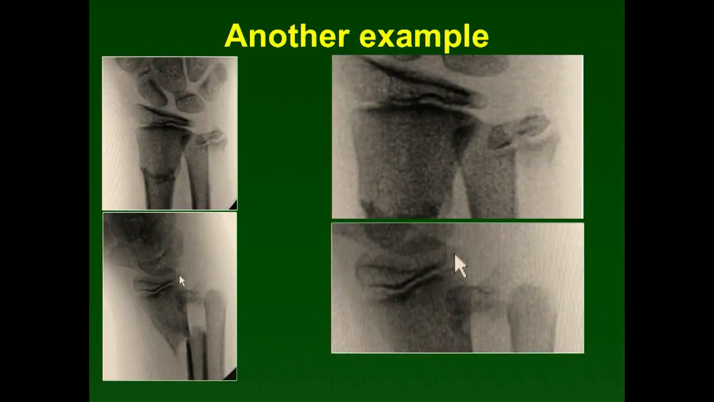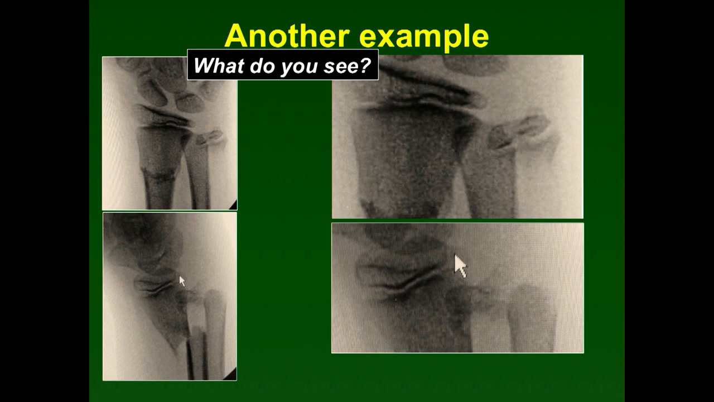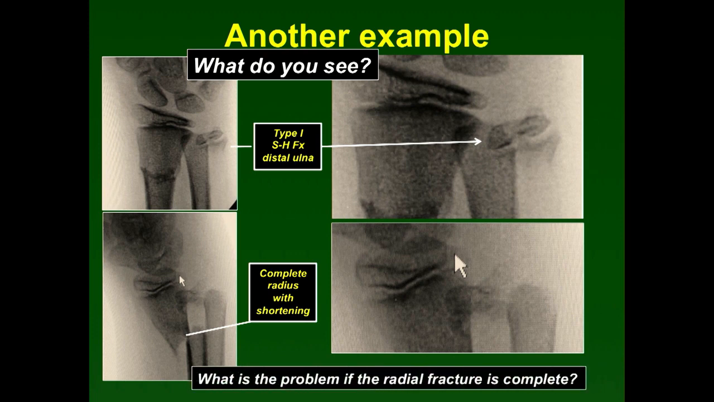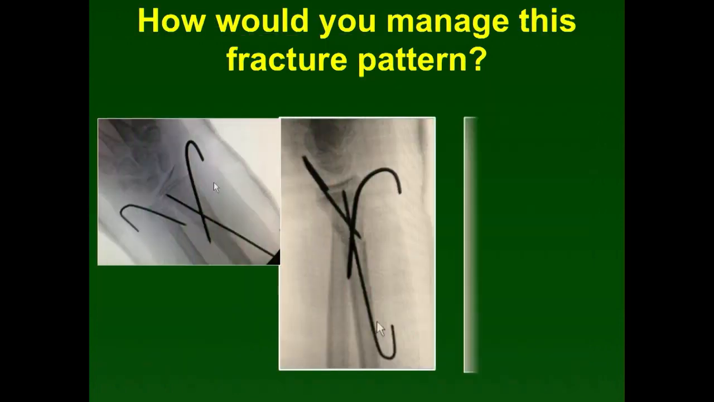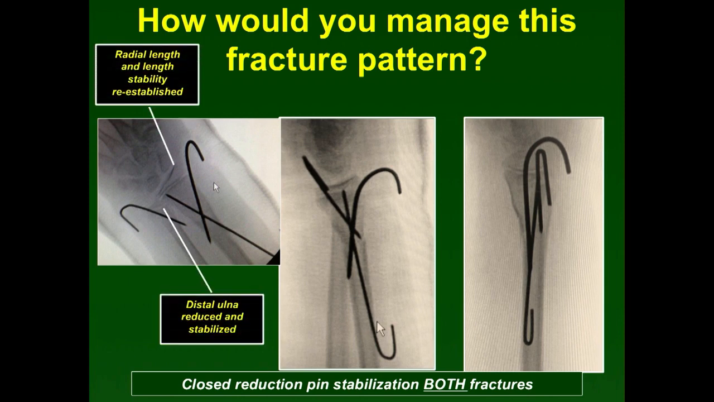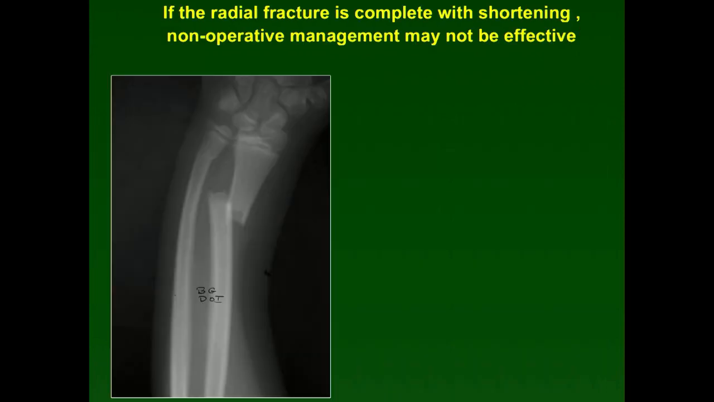Here's another example. This one has a complete fracture of the distal metaphysis, and it's going to be unstable, especially if you have this type 1 fracture. So the problem here, if the radial fracture is complete, it too is length unstable. So then you have to do something to stabilize the radius. And in this one, it was easy to stabilize it with cross pins. I think I might have used intramedullary pins, but the distal radius was reduced and stabilized.